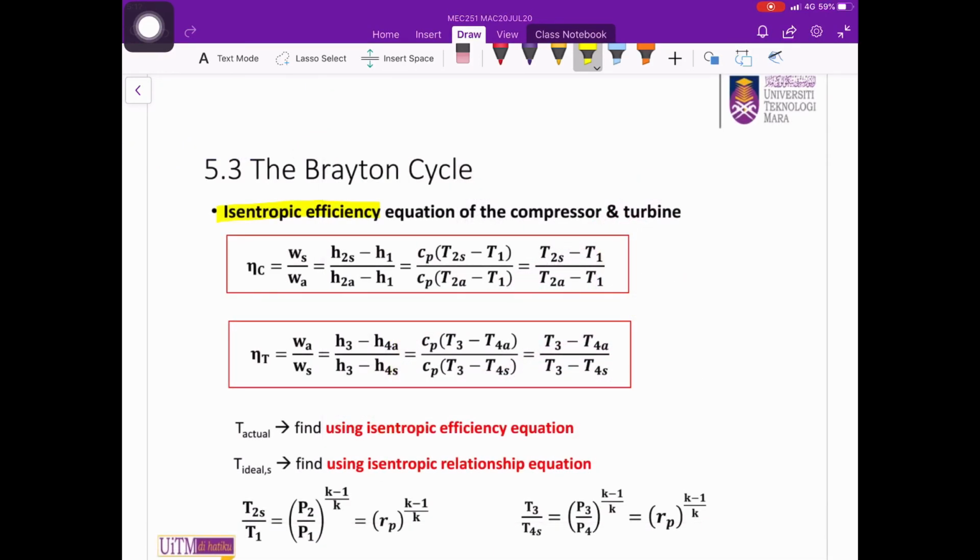One of the methods to analyze the actual condition is the isentropic efficiency. Since we have both a compressor and a turbine in the Brayton cycle, we might use the isentropic efficiency for the compressor and the turbine. Normally, we use these formulas to find the actual temperature at our device outlet. Meanwhile, if we use the isentropic relationship equation, the temperature that we obtain is the isentropic temperature, T with subscript s.